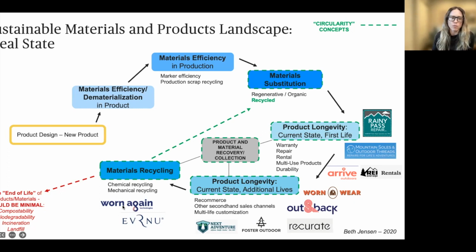I've just pulled two of the most well-known names in the industry. One's called Worn Again and one's called Evernew, that are really looking at how to break down, in particular, some of these blended materials and get at some of the sticky issues that are preventing us from having the technology available to really recycle more of these textiles today.